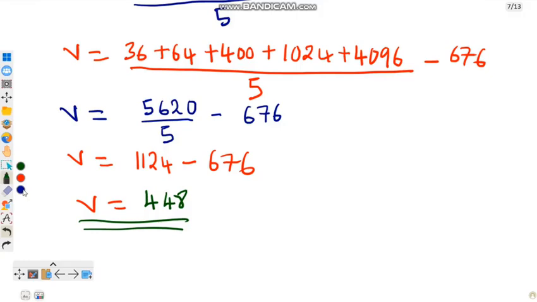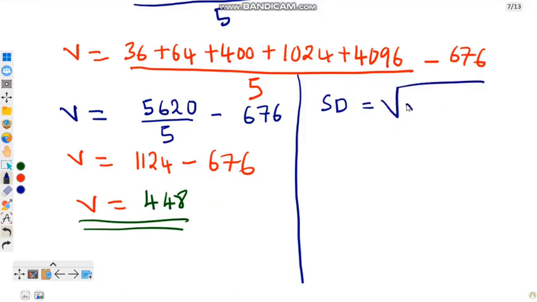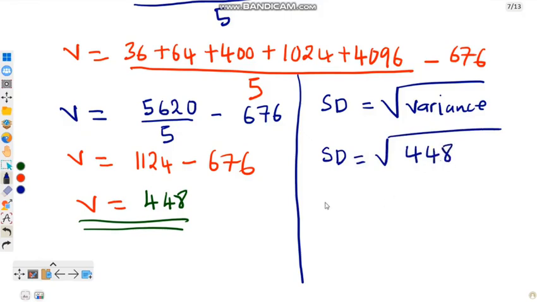Since we have found our variance, we can also calculate the standard deviation, where standard deviation is equal to the square root of the variance. We have gotten 448. So our standard deviation is equal to the square root of 448, and this will be 21.